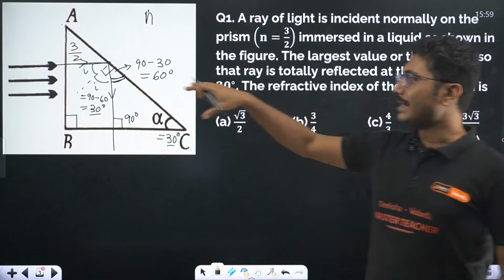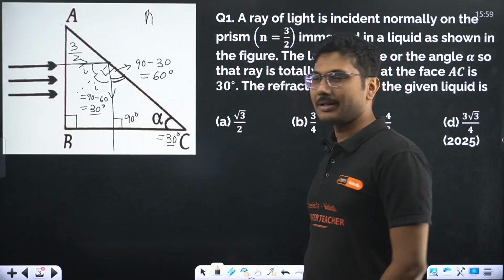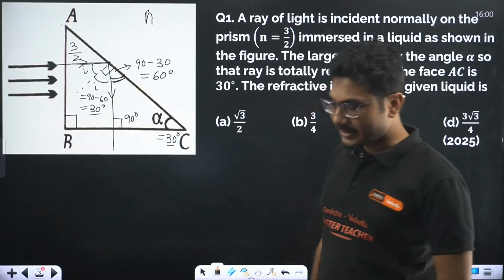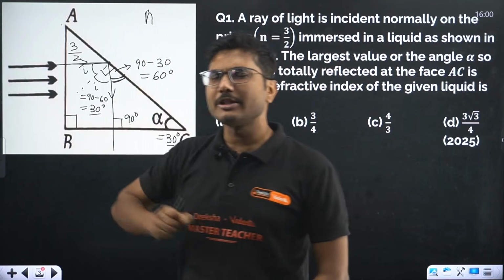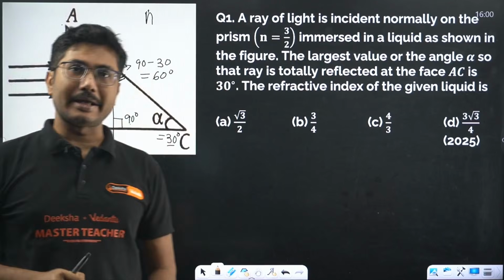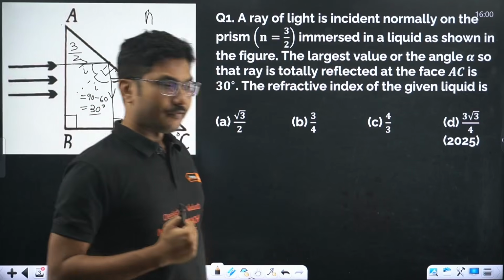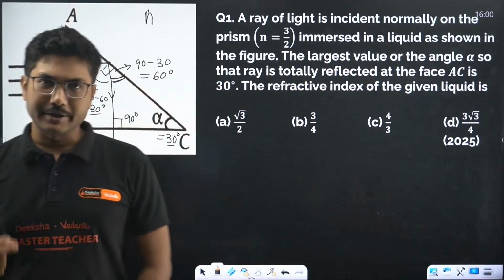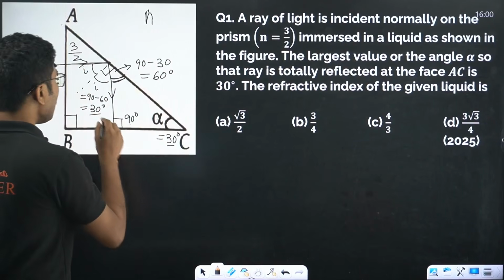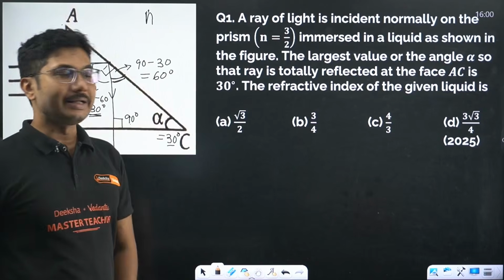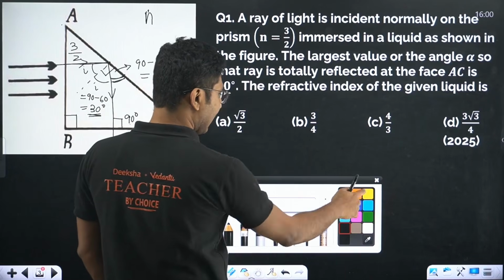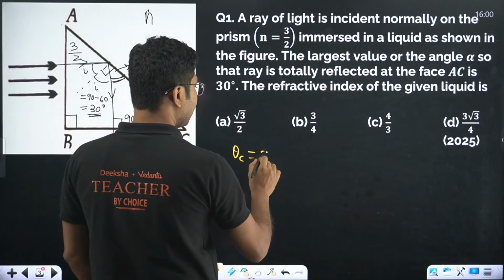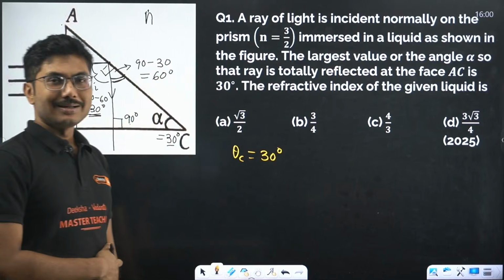Now the extreme case: what is the extreme case in total internal reflection? The extreme case is when the ray actually passes directly through this medium. So that is the critical case. Any small increase in the angle beyond the critical angle will give you total internal reflection. Even a 0.1 degree increase from the critical angle will give rise to total internal reflection. So for all practical purposes we will take this angle as our critical angle. That means theta c is 30 degrees.